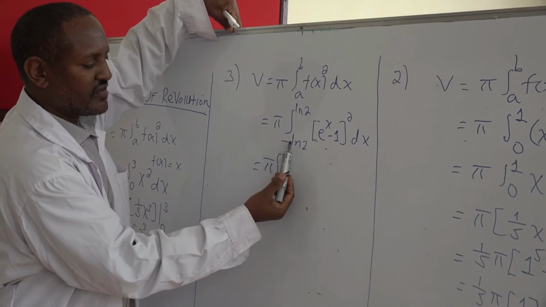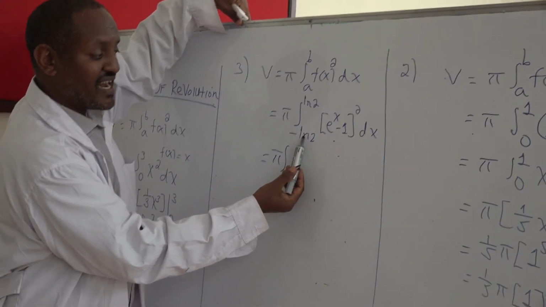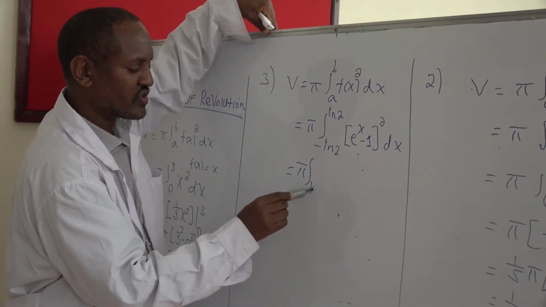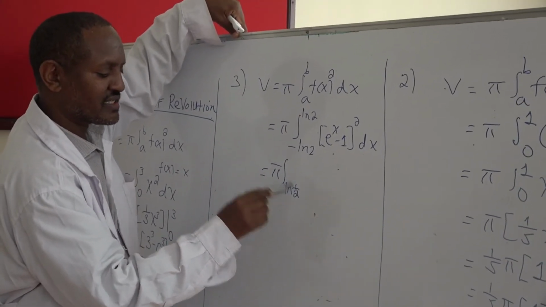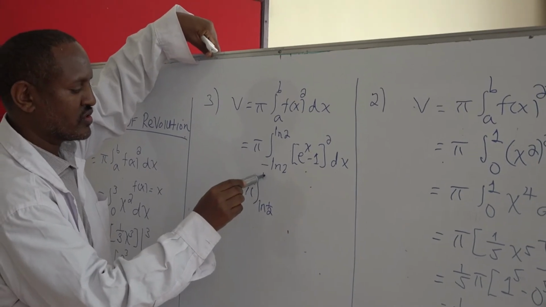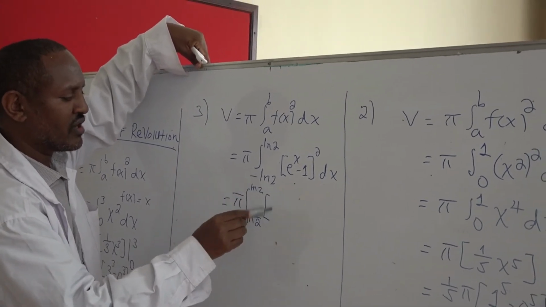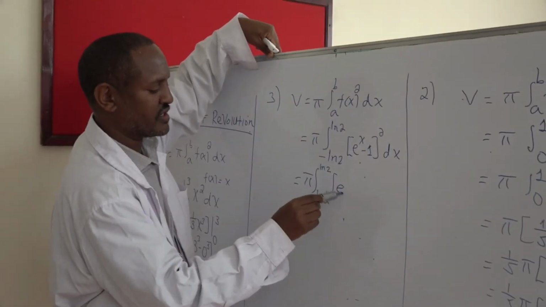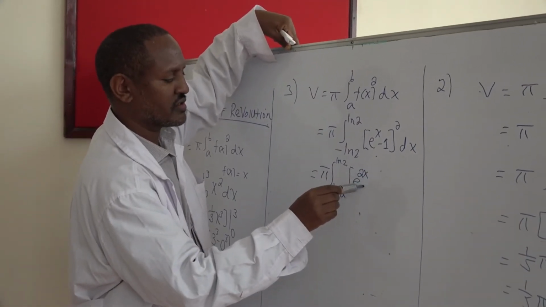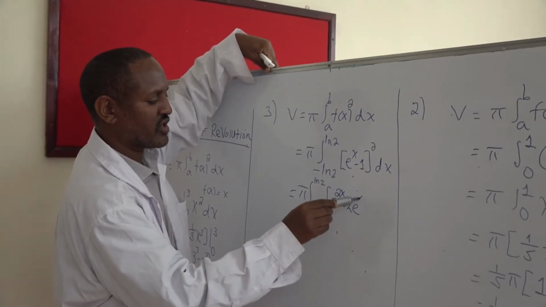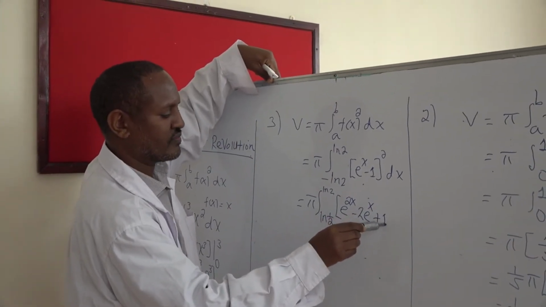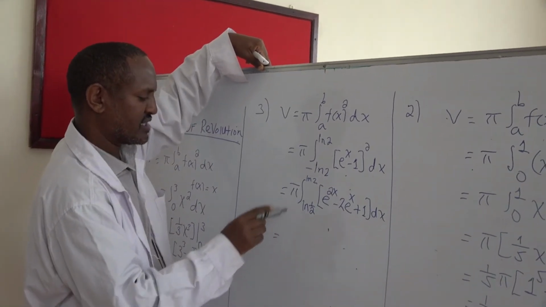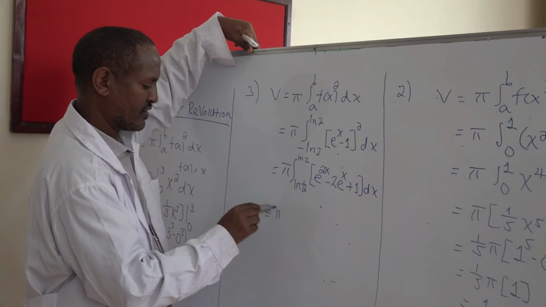negative ln of 2 is the same as ln of 2 power negative 1. 2 power negative 1 is 1 over 2, so I can write it as ln of 1 over 2. Now let us expand e power x minus 1 the whole square, and it becomes e power 2x minus 2 times e power x plus 1 dx.